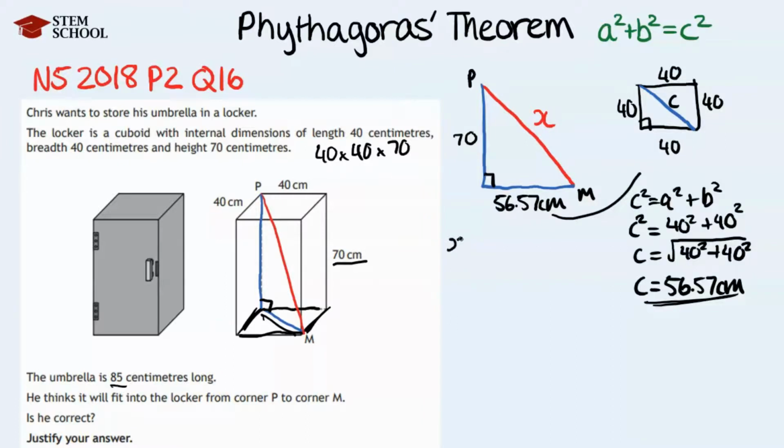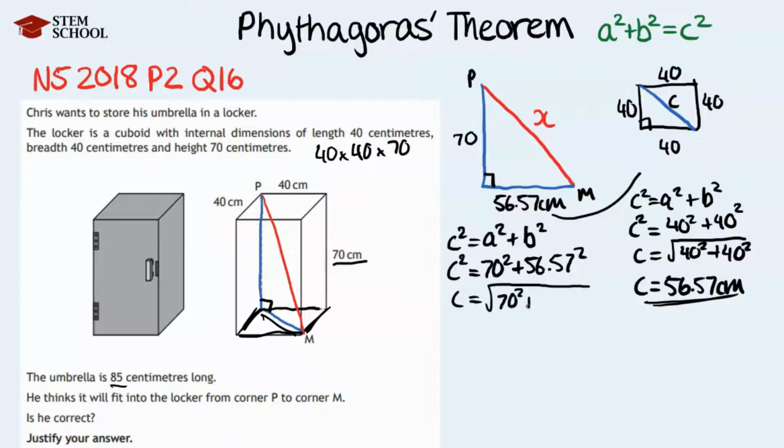So what I'll do is I'll just stick to what you know. So I'll have c squared is equal to a squared plus b squared. Okay, so c is x. So it'll be c squared is equal to 70 squared plus 56.57 squared. And then what you do is you take the square root of all of that.